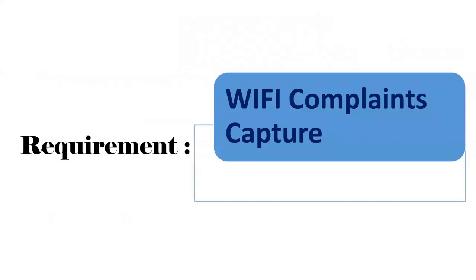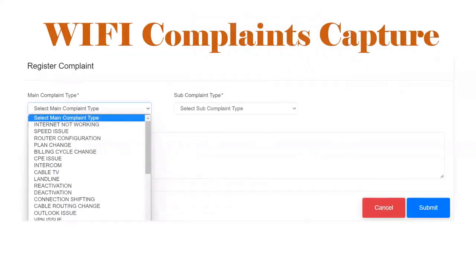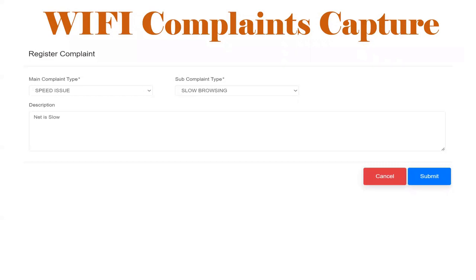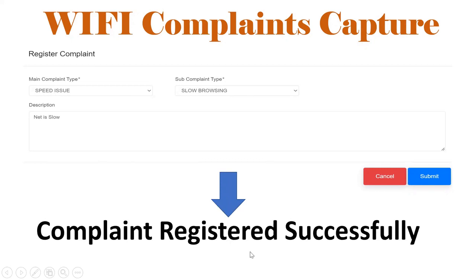Now we'll see the first requirement, that is Wi-Fi complaints capture. These are the drop-downs we're getting. Suppose I'm a user facing a speed issue, like slow browsing, and I'm giving the description net is slow. I click the submit. When I click submit, complaint registered successfully. These details need to be captured in our database tables. This is the first requirement.